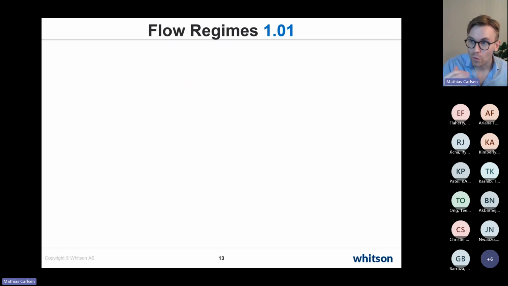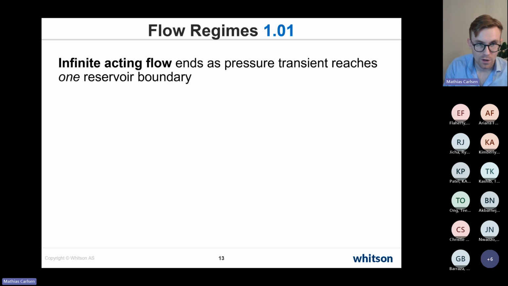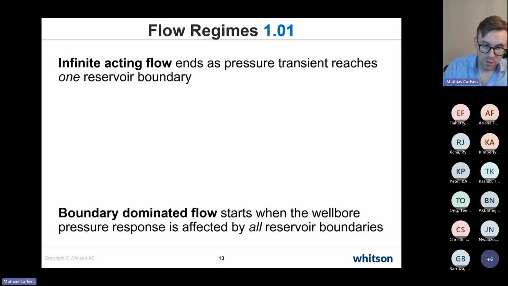When it comes to flow regimes, there are 3 different flow regimes that we typically bucket wells into for tight unconventionals. The first is infinite acting flow, which ends when a pressure transient has reached one of the reservoir boundaries. Then boundary dominated flow starts when the wellbore pressure response is affected by all the reservoir boundaries. These 2 are complete extremes. Boundary dominated flow is what we call tank-like depletion or pseudo-steady state. It's what we learned about in university, all the conventional stuff.